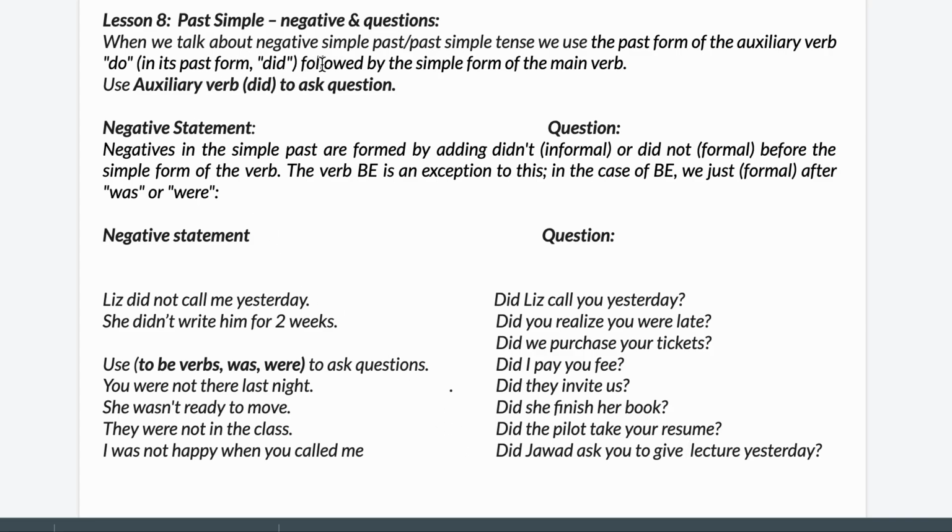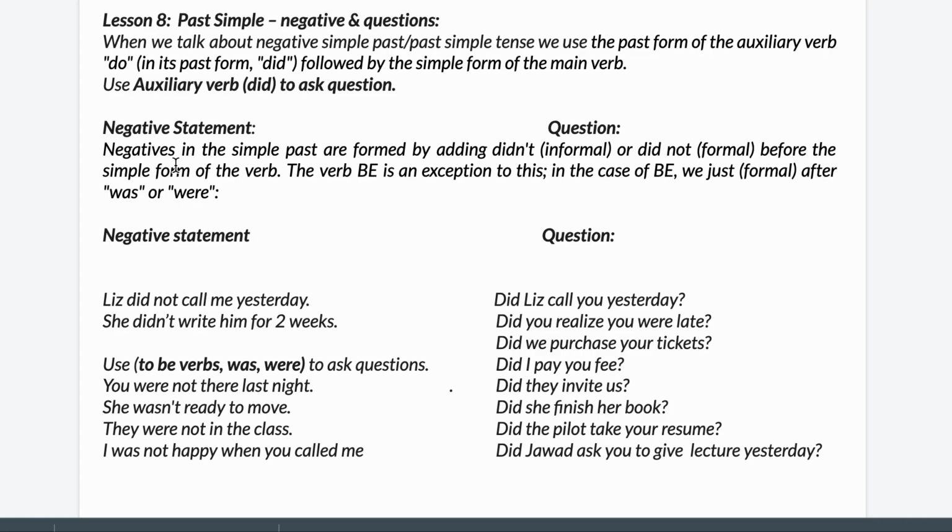So when we talk about negative simple past or past tense, we use the past form of the auxiliary verb. Auxiliary verbs we will discuss in detail, but for now, as we have two verbs here: one is called the to be verb, which is am, are, and one is called the auxiliary verb, and the auxiliary verb is do. That's the positive way to use it. But if you want to use it negative, then we use not with it.